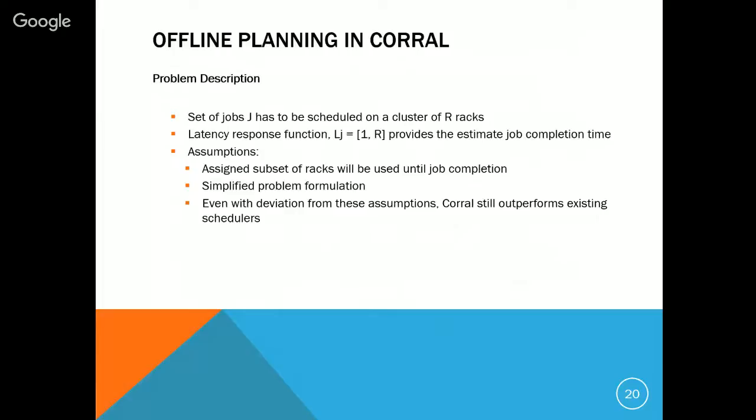So our main goal for the offline planning is to minimize the average completion time, which is from the arrival of a job until its completion. We're trying to minimize this completion time of the job.